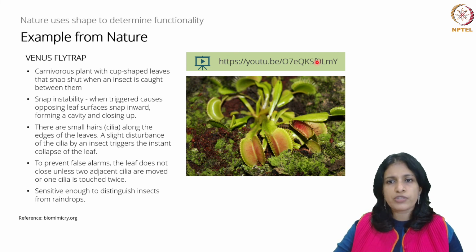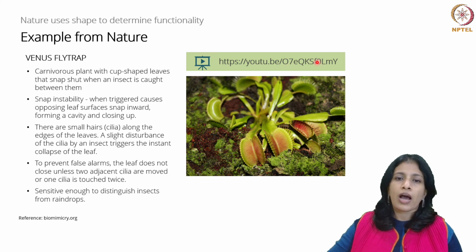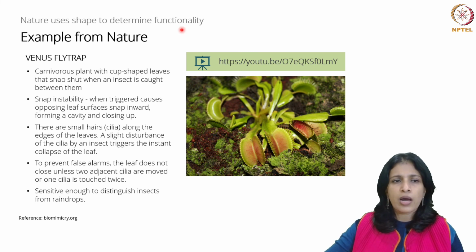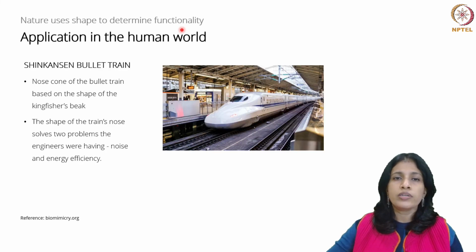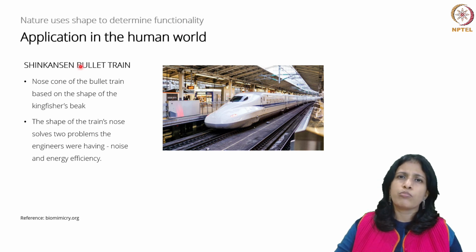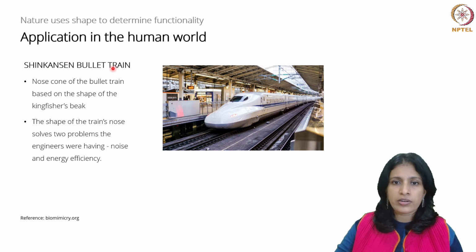So do watch this video. You will be able to see how exactly this mechanism works and how the plant has been able to use shape to determine functionality. An example of the same thing in the human world is, of course, the Shinkansen bullet train. You have been introduced to this example earlier as well.